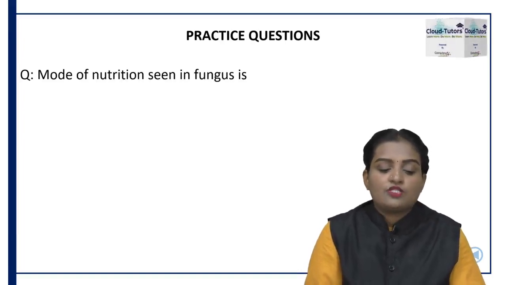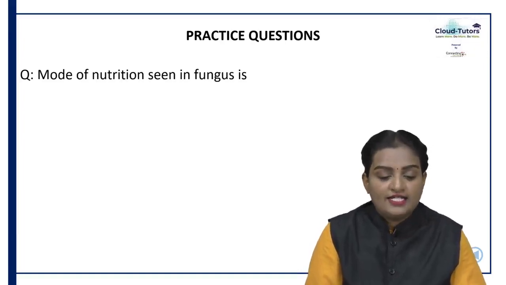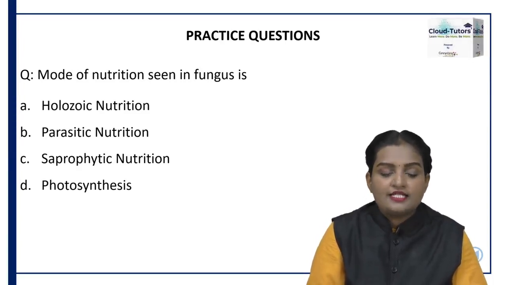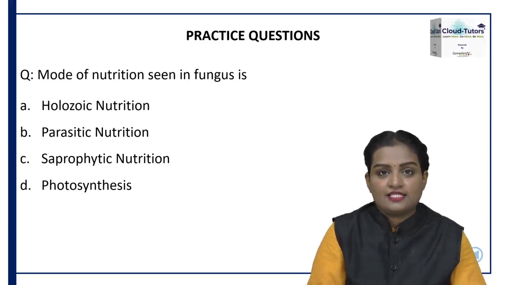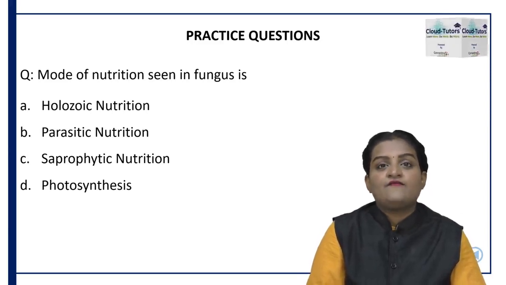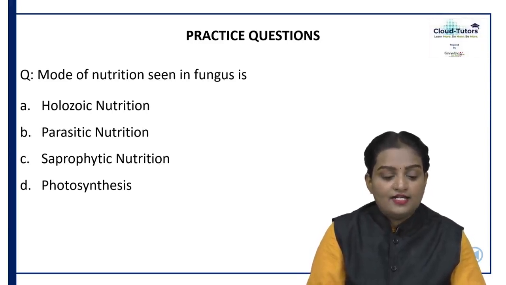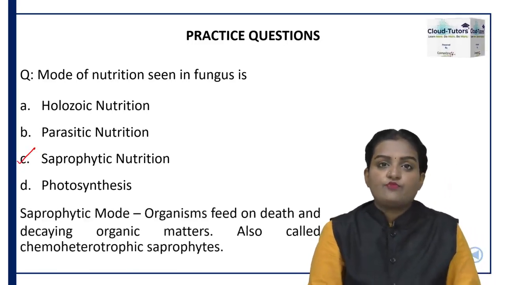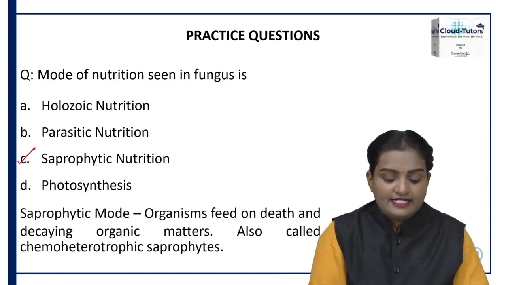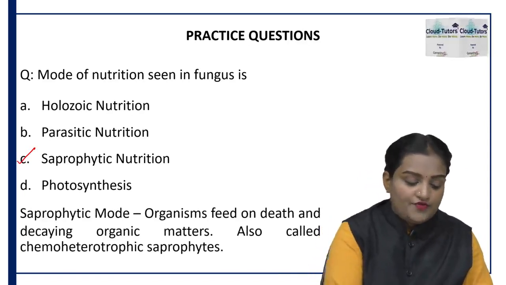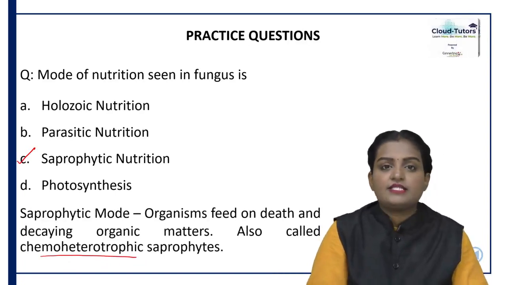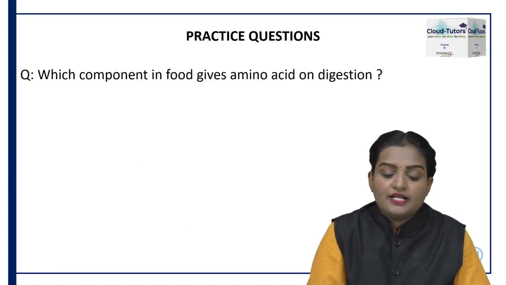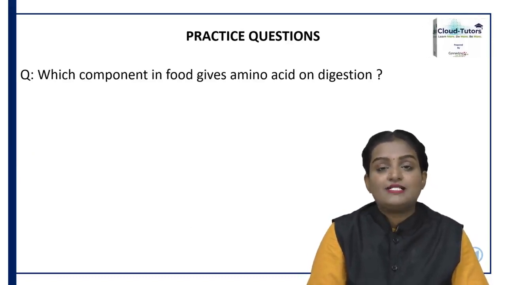First question. The mode of nutrition seen in fungi or fungus is: options: holozoic, parasitic, saprophytic, photosynthesis. So, fungus feed on dead and decaying organic matter. So, the mode of nutrition that is seen is saprophytic. Saprophytic mode is where they feed on dead and decaying organic matter, and this is also known as chemoheterotrophic saprophytes.